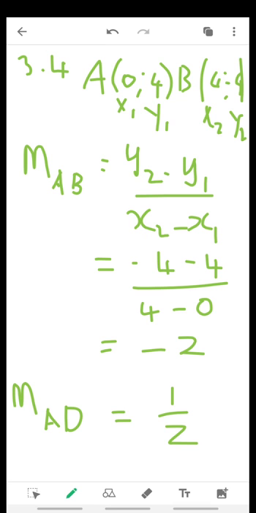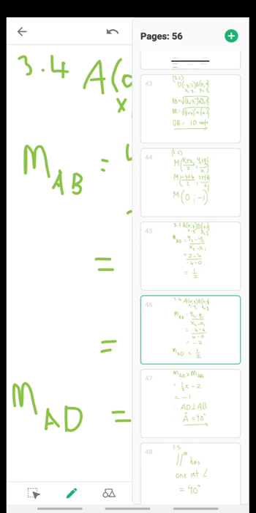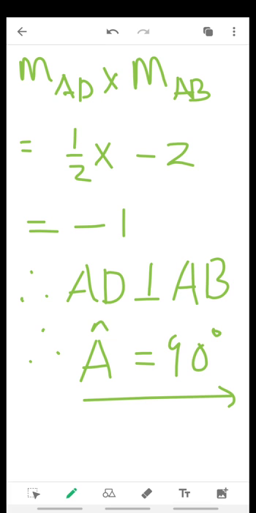But what was the gradient of AD? It was half from 3.3, right? Then I multiplied the two gradients, gradient of AD multiplied by gradient of AB, therefore half multiplied by -2, then my answer was -1. Wow! Since I'm getting -1, what does it mean? It means AD is perpendicular to AB.